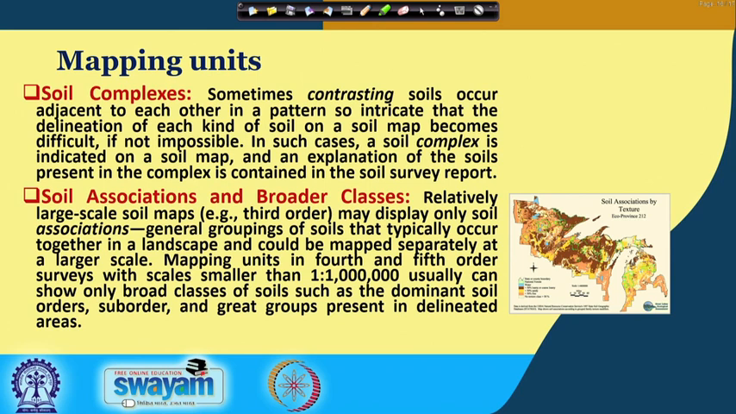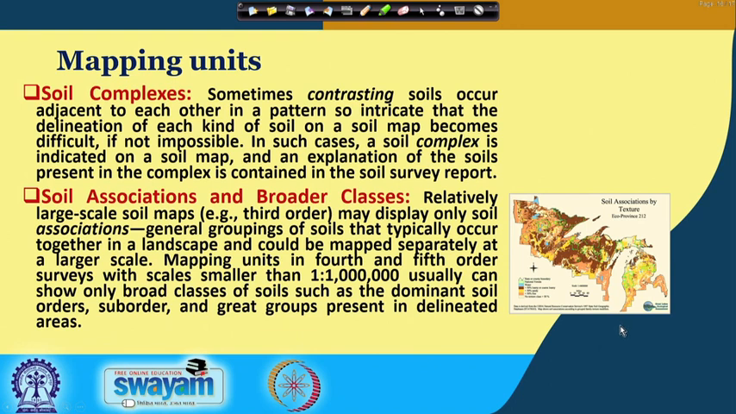The fourth one is the soil association and broader classes. Obviously, relatively large scale soil maps like third order maps may display only soil associations. So, basically these are general groupings of soil that typically occur together in a landscape and could be mapped separately at larger scales. And mapping units in fourth and fifth order surveys with scales smaller than 1 is to 1 lakh, usually 1 is to 10 lakh, can usually show only broad classes of soil such as the dominant soil order, suborder and great group present in delimited areas.